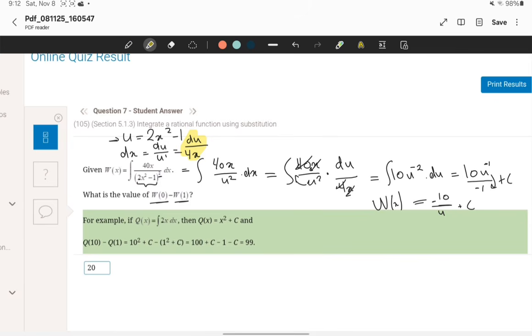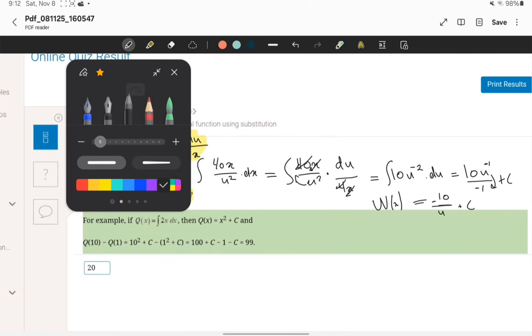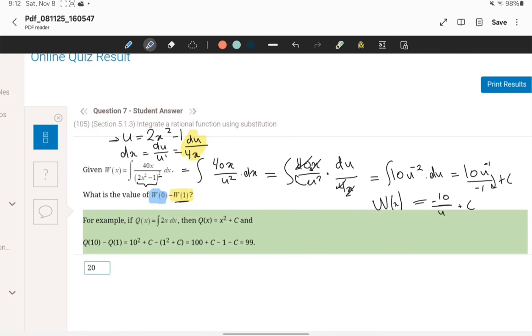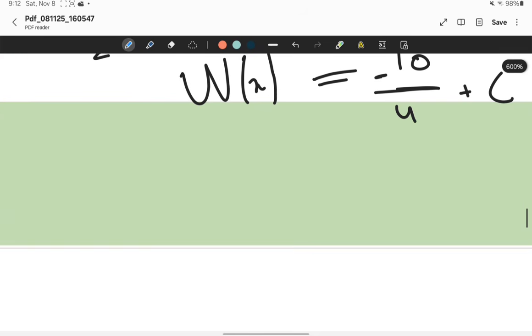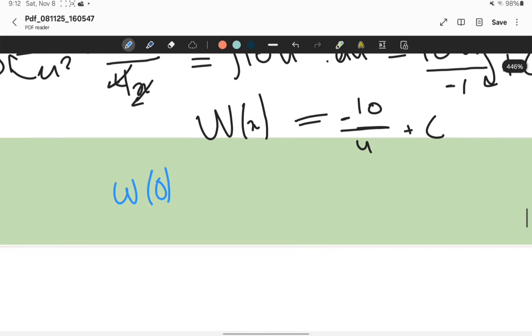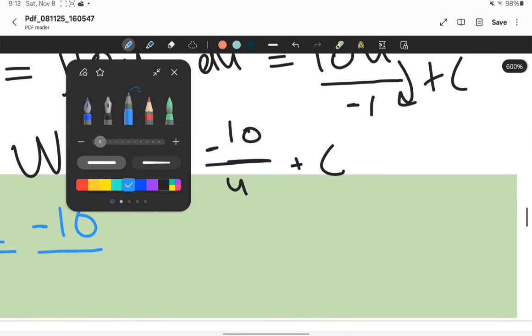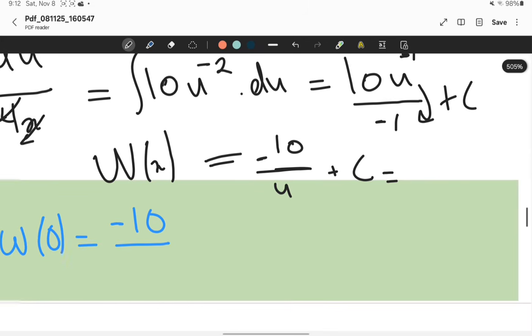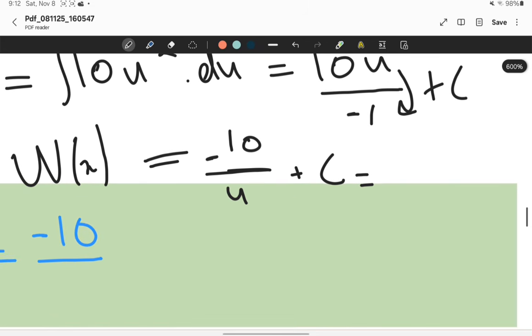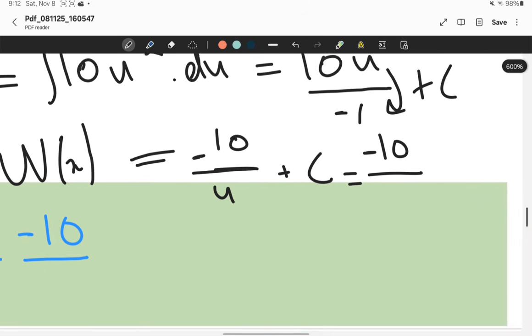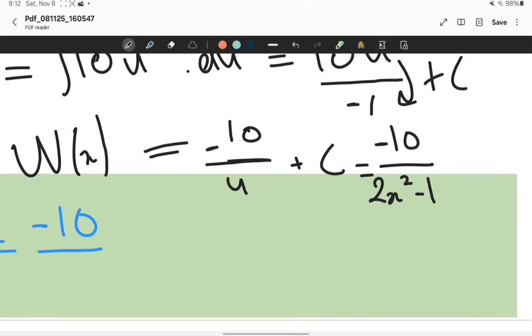They're asking for w of 0 minus w of 1. Okay, I'll do w of 0 in blue, so we don't get lost in the middle. So here w of 0 and w of 1. W of 0 equals minus 10 over 0. Hold on, my bad. When we finished this part, we need to replace the u back with what we replaced it with in the beginning. So this is minus 10 over, here we said it's 2x squared minus 1. We'll bring it back and put it in, over 2x squared minus 1 plus c. So this is our final equation. Okay, it's this here.